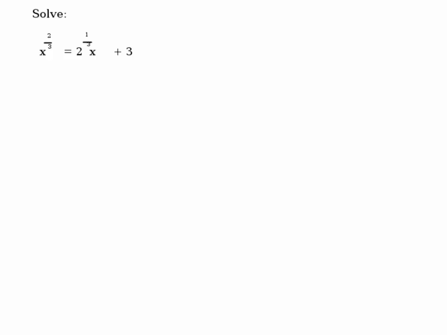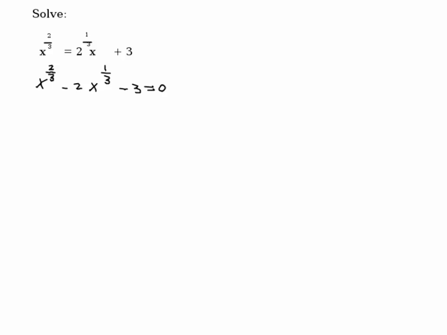If I subtract 2x to the power of 1/3 and 3 from both sides of the equation, I would get x to the power of 2/3 minus 2 times x to the power of 1/3 minus 3 is equal to 0.